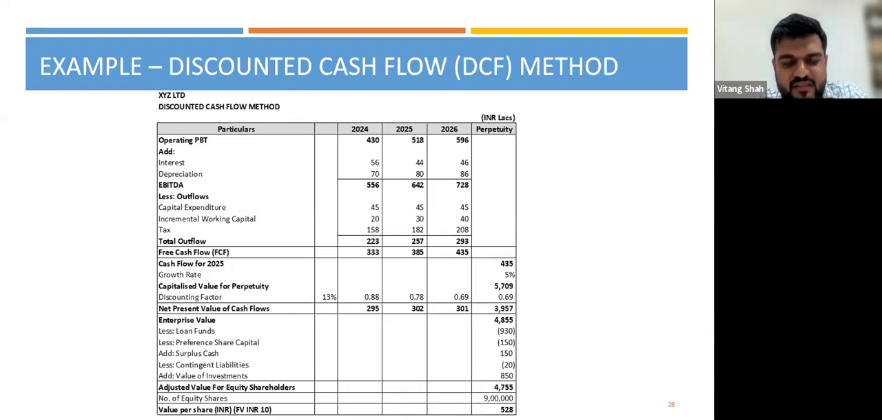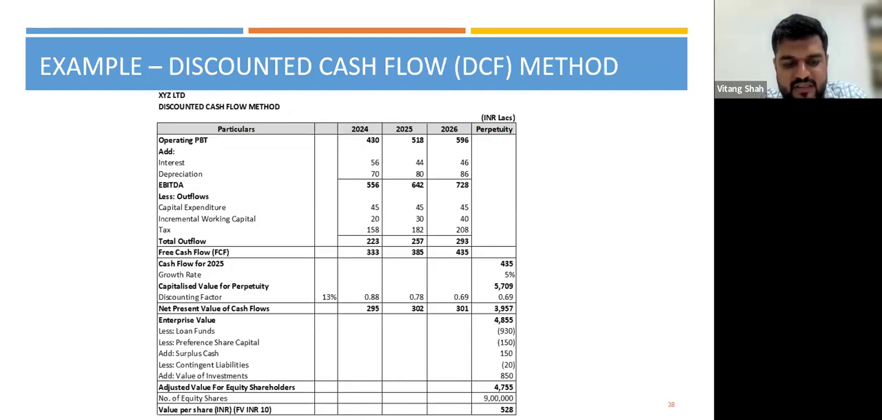As I said, this is an enterprise value, which is the value for both equity and debt holders. So from this value, you reduce all your outstanding loans and preference share capital as on a specific date, which is nothing in this example, but 31st December 23, your base balance sheet year. You add your surplus cash and the value of investments, because the value above pertains only to the operating business. It doesn't consider the investment income from your interest or dividend income from your investments.